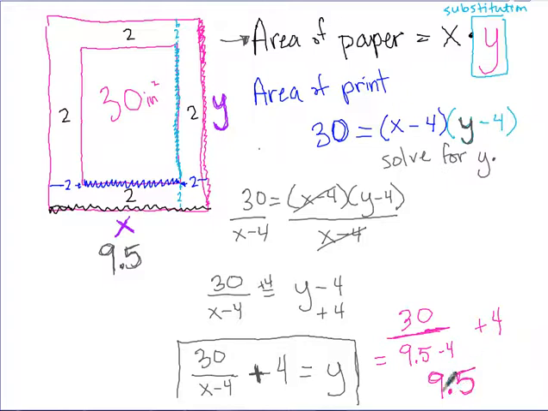So it turns out that the best piece of paper that I want to use to make sure that I have 30 square inches of print with a 2-inch square margin is going to be a square piece of paper that's 9.5 inches by 9.5 inches.